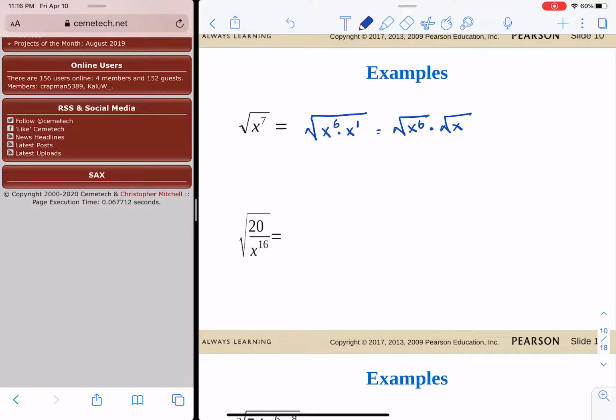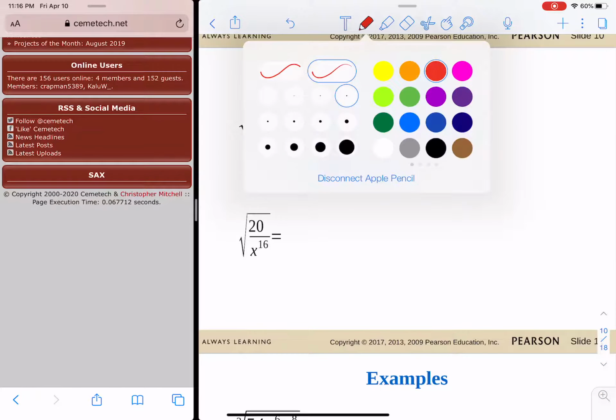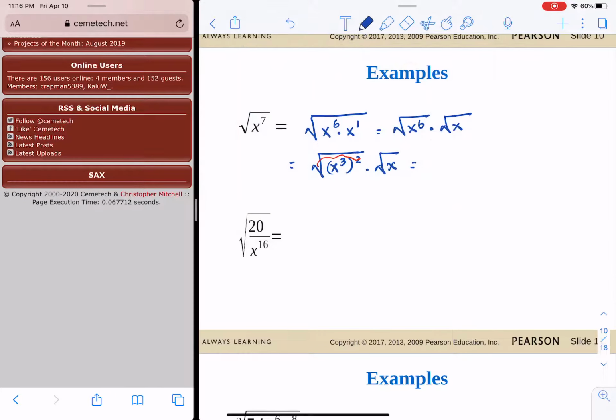root of x. Is x raised to 6 a perfect square? I could write it as x cubed raised to 2. We multiply 3 and 2 to get 6, times the square root of x. The root and the square would get cancelled, and we would simply end up having x cubed times the square root of x.